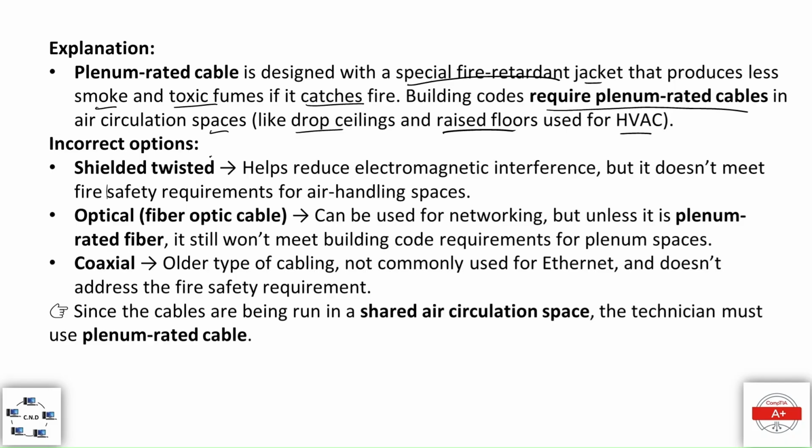Incorrect options. Shielded twisted helps reduce electromagnetic interference, but it does not meet fire safety requirements for air handling spaces. Optical fiber or fiber optic cable can be used for networking, but unless it is plenum rated fiber, it still won't meet building code requirements for plenum spaces. And coaxial is an older type of cabling not commonly used for Ethernet and does not address the fire safety requirement. So since the cables are being run in a shared air circulation space, the technician must use plenum rated cable.